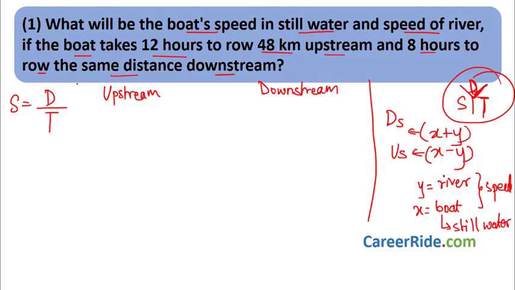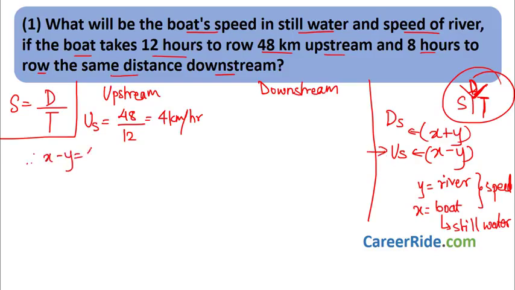Now in upstream scenario, what have they given? They have given that the boat takes 12 hours to row 48 kilometers upstream. What is the upstream speed over here? It is nothing but upstream distance upon upstream time. What is the upstream distance? 48 kilometers they have given. Time taken is 12 hours. That would be 4 kilometers per hour, right? And what is upstream speed? We know it is x minus y. So therefore what do we get? x minus y equal to 4. This is our first equation.